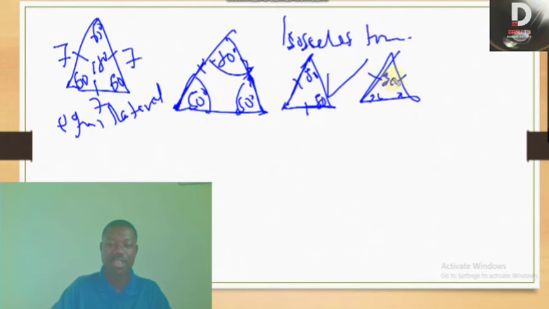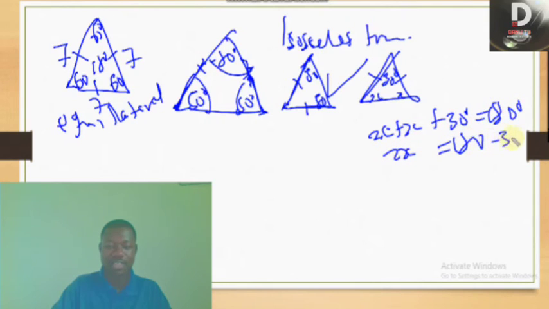Maybe the third one is 30 degrees. So you say x plus another x plus 30 degrees must give me 180. Internal angles sum to 180. Solve it. You get 2x equals 180 minus 30. Then continue, your x will come. That becomes that angle. So that's isosceles: two sides and angles are equal.